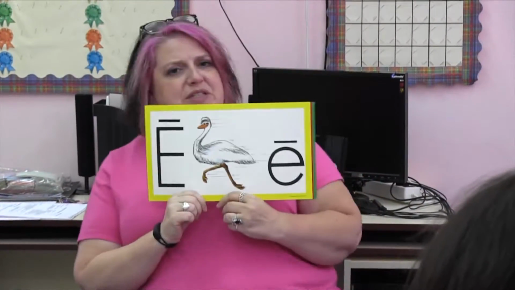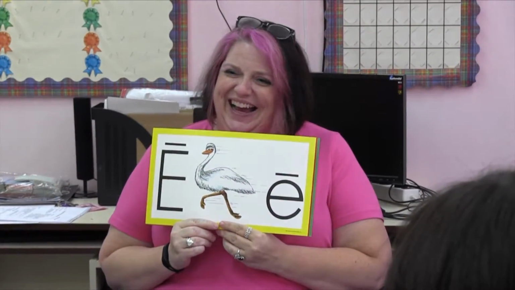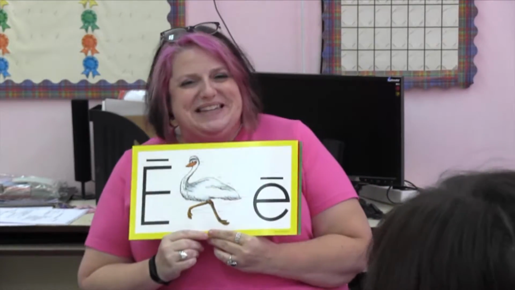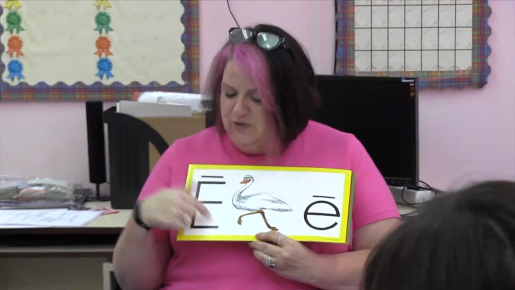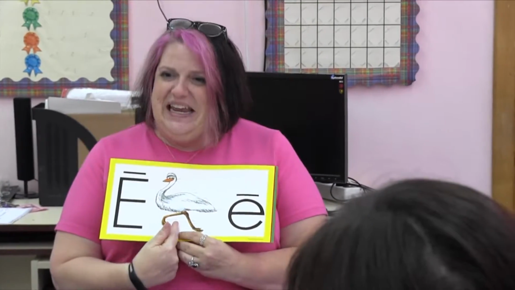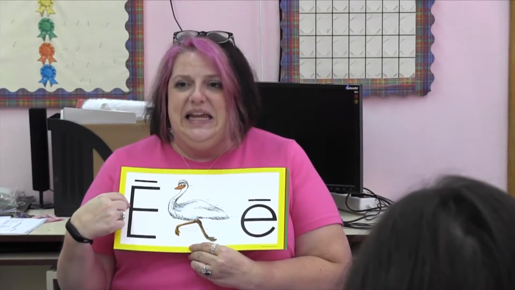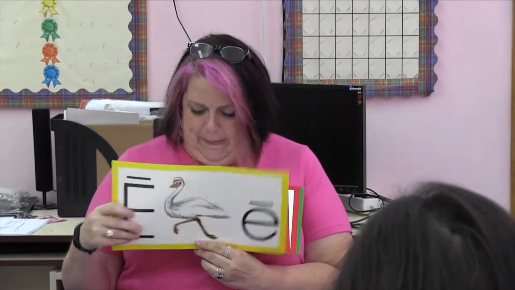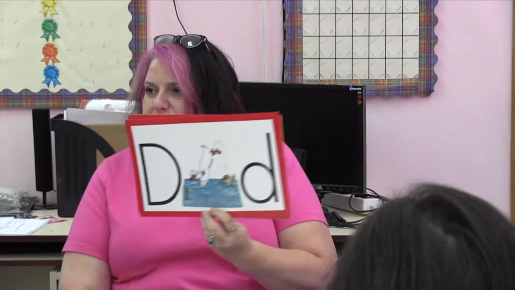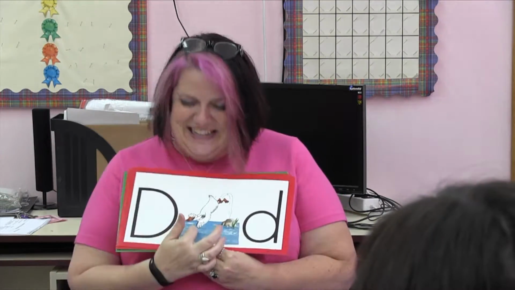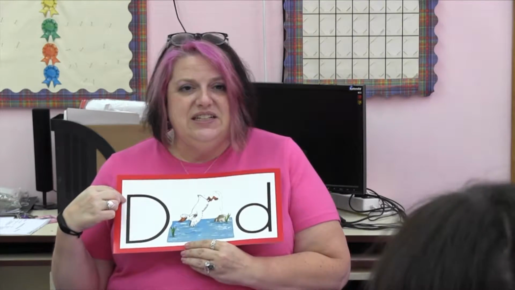Does anybody remember who this is? No. Emu. It's the right letter for Ellie Elephant, but this is Emu. Emu says E. Oh, how about our duck? Does anybody remember our duck's name? It's Davy. Davy Duck. Davy Duck says D.